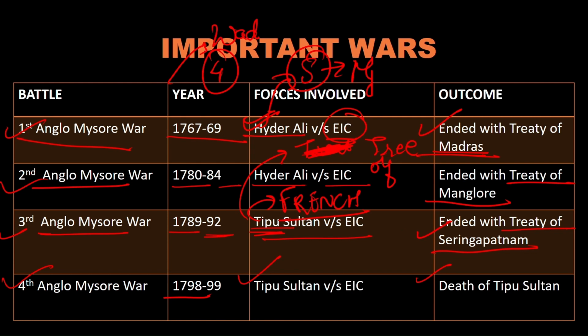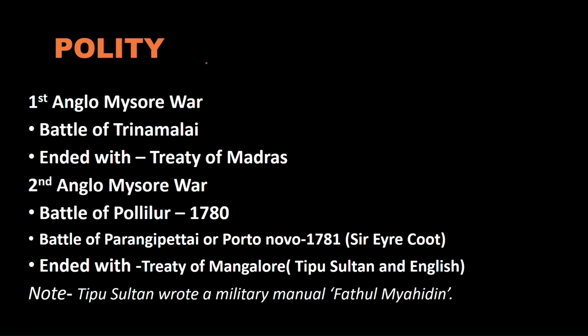Moving forward, these are some notes from these wars. It was not just one major war, but different wars that happened over 2 years, 3 years, so there were little battles in between, and you should know those battles also. They might just ask those. During the first Anglo-Mysore War, there was the Battle of Tirunamalai, and it ended with the Treaty of Madras. We already studied that.